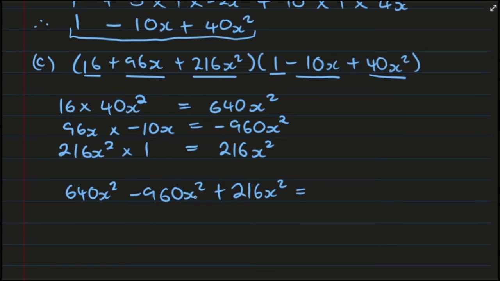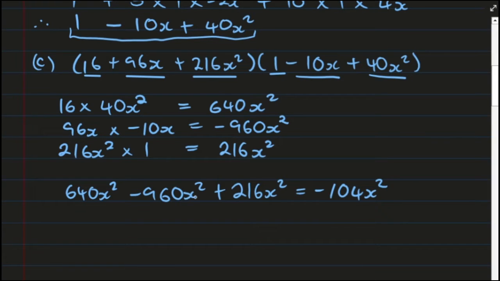Punch that into your calculator. That's 640 minus 960 plus 216, and you get negative 104. So that's negative 104x squared. And remember, the question wants us to give the coefficient of x squared. So in this case, the coefficient is the number that comes before the variable. So our coefficient is negative 104.